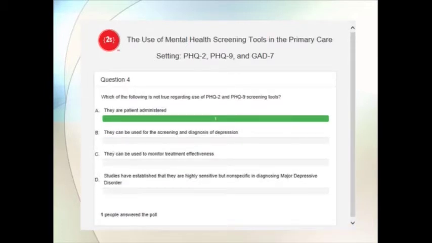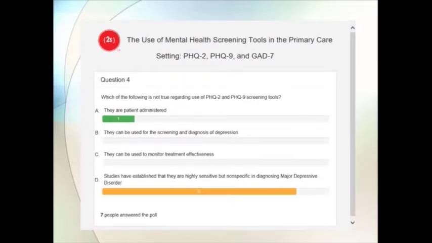Number 4, which of the following is not true regarding the use of PHQ-2 and 9 screening tools? They are patient administered. They can be used for the screening and diagnosis of depression. They can be used to monitor effectiveness. Studies have established that they are highly sensitive but not specific in diagnosing major depressive disorder.